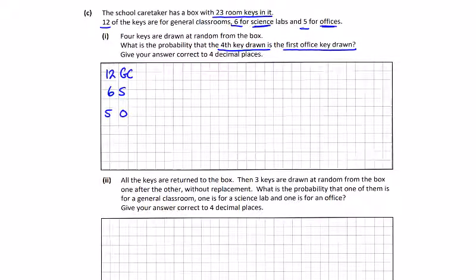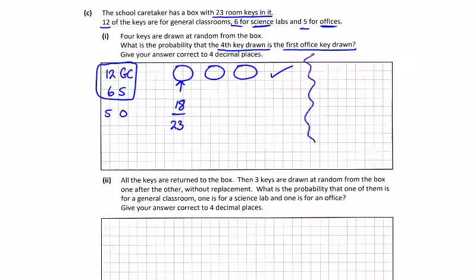Okay, so we don't know what's what in the first 3. Let's have a look here. Can't be office, can't be office, can't be office, is office. So the probability of this not being an office has to be these 2. So we have 18 choices out of a possibility of 23.